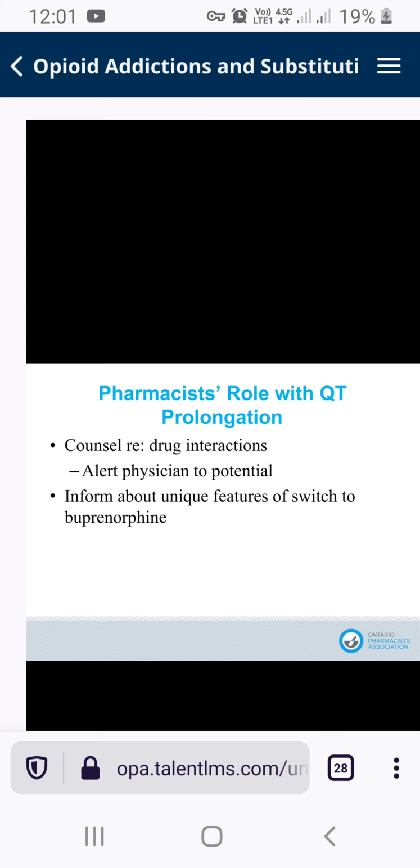So what can the pharmacist's role be with QT prolongation? Because a lot of pharmacists say to me that, well, we're not looking at the cardiograms. We don't know what's going on. Well, I'm going to tell you a lot of doctors don't look at cardiograms too.